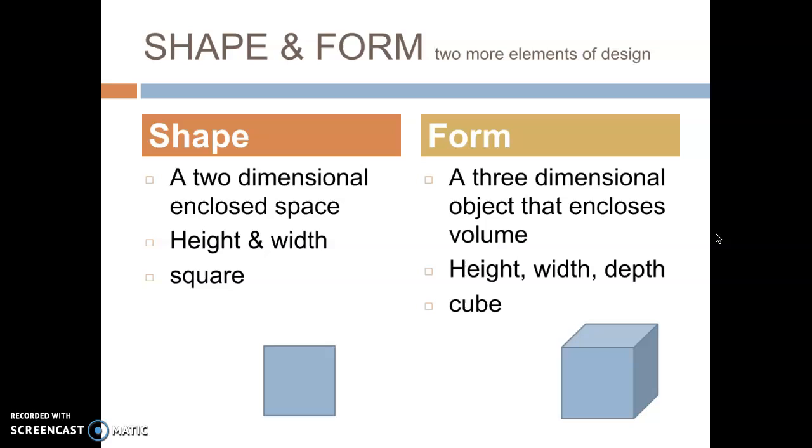Another review for elements of art are shape and form. The differences between the two: a shape is something that's two-dimensional, or something that has height and width. A form is an object that is three-dimensional, so it encloses volume and has height, width, and depth. Comparing these two, a square would be a shape and a cube would be a form because it's showing that object receding back into space.